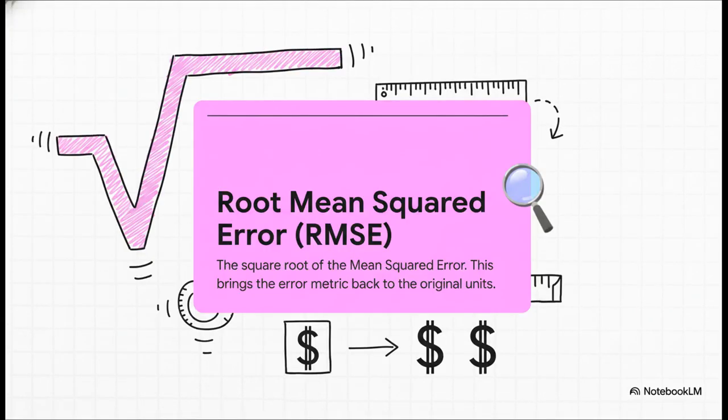And the solution is so simple, it's brilliant. We just take the square root of the MSE. That gives us the root mean squared error, or RMSE. By taking the square root, we basically undo the squaring we did before. And bam! Our error is back in the original units. So instead of dollars squared, our error is just dollars. An RMSE of $25,000? Now that's a number we can actually understand.